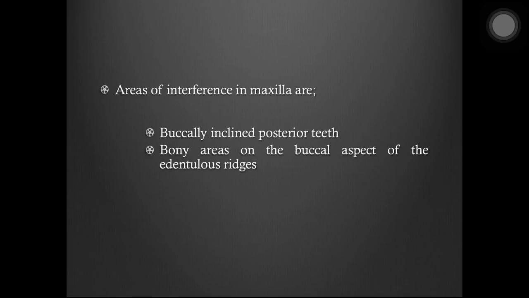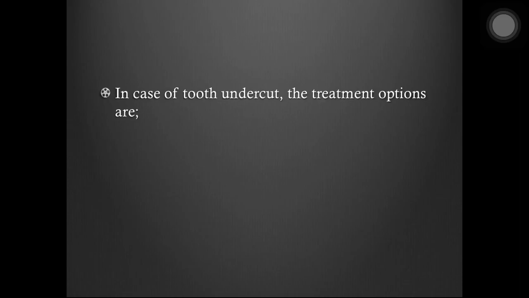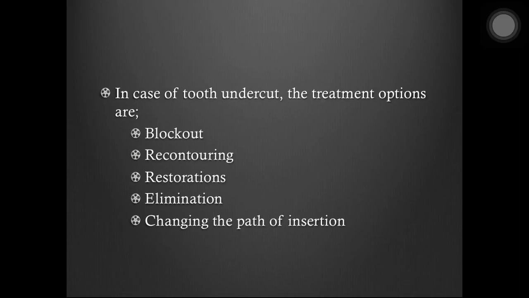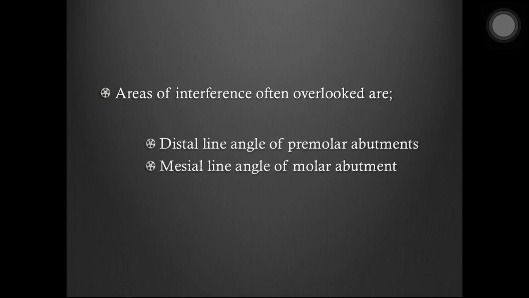In the maxilla, there are buccally inclined posterior teeth and bony areas in the buccal aspect of the edentulous ridges. Treatment options may be to provide relief, eliminate them, change the path of insertion, or restorations. In case of tooth undercut, we can block that undercut, we can recontour the enamel, thereby reducing the undercut magnitude. There can be a restoration, complete elimination, or changing the path of insertion. Areas often overlooked are the distal line angle of premolars and mesial line angle of molars.